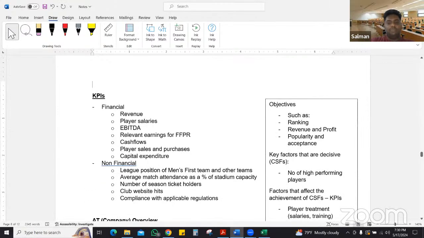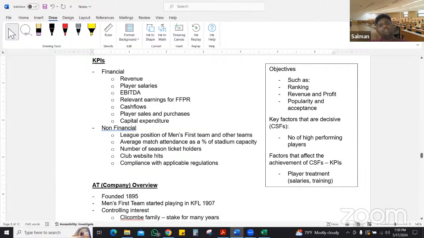Next is KPIs, key performance indicators. What are key performance indicators? You should be aware, we always link KPIs with CSFs, critical success factors. A company will have its own corporate objective. To achieve the corporate objective, the company must focus on critical success factors, which are critically important to achieving objectives. And KPIs are indicators of achieving critical success factors. So there are many KPIs.